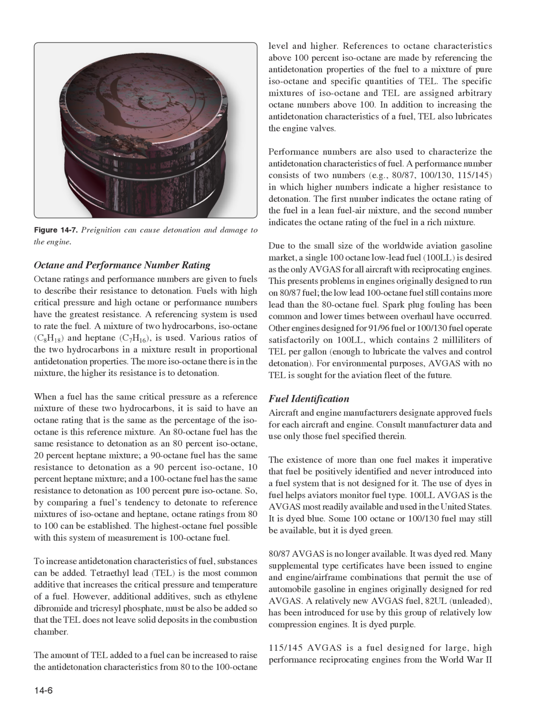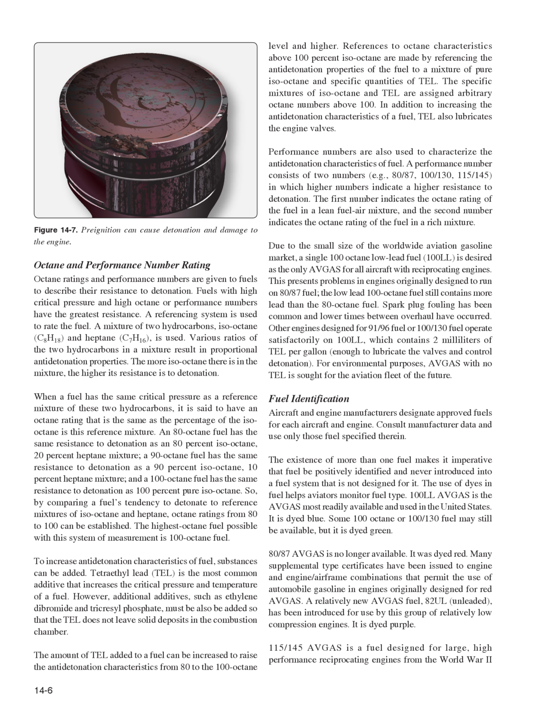To increase anti-detonation characteristics of fuel, substances can be added. Tetraethyl lead, TEL, is the most common additive that increases the critical pressure and temperature of a fuel. However, additional additives, such as ethylene dibromide and tricresyl phosphate, must also be added so that the TEL does not leave solid deposits in the combustion chamber. The amount of TEL added to a fuel can be increased to raise the anti-detonation characteristics from 80 to the 100 octane level and higher.